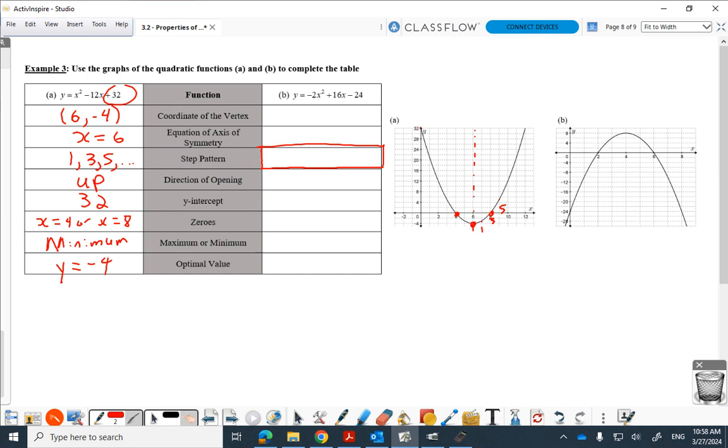Yeah, it's hard, but I heard someone say something about the step pattern. Maybe somebody's on the case. It's very weird, though. It's very weird.